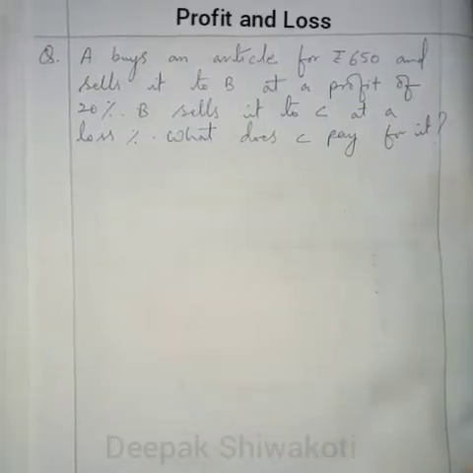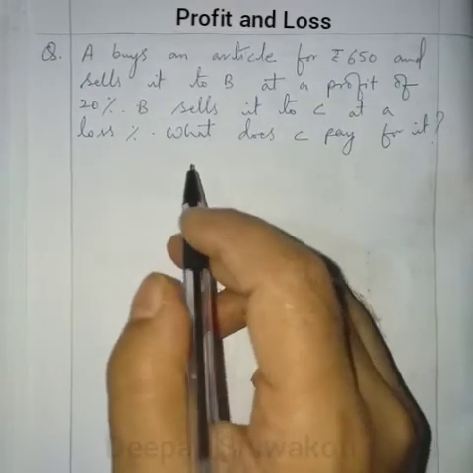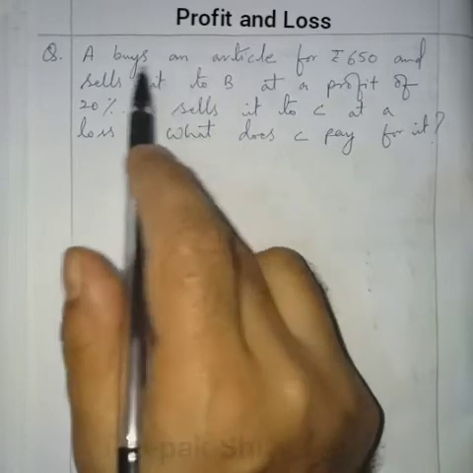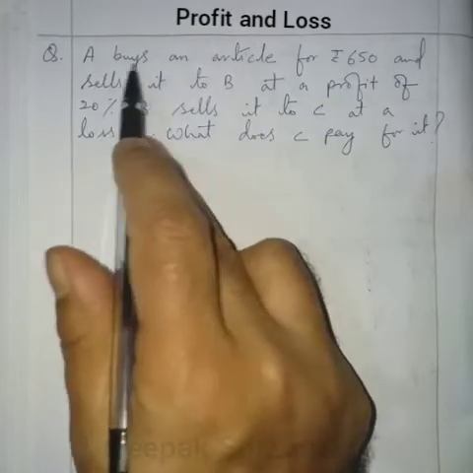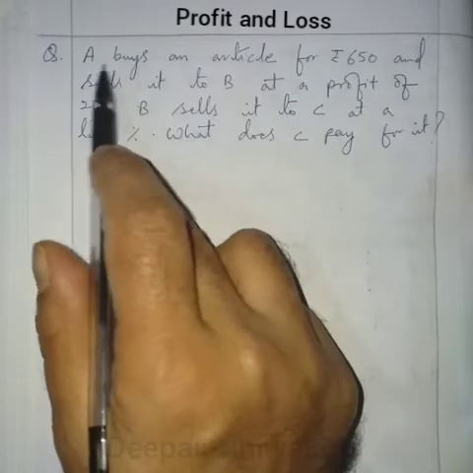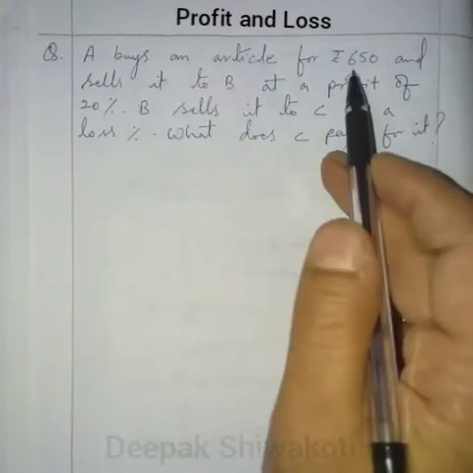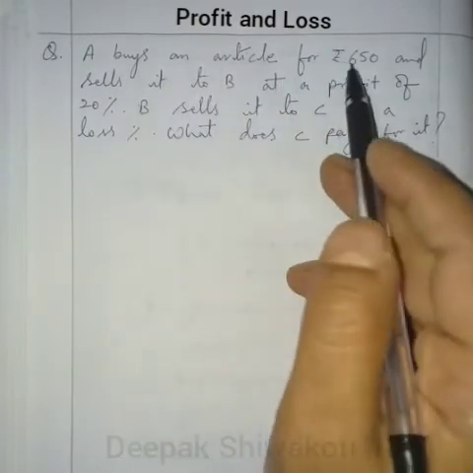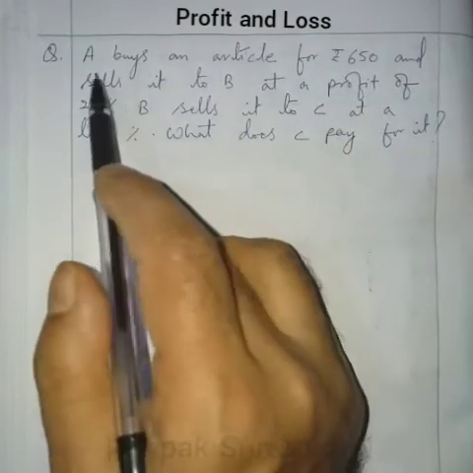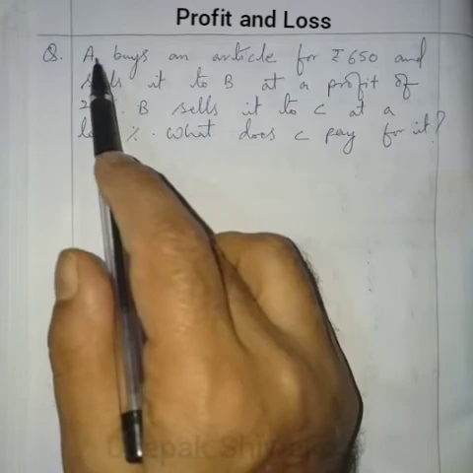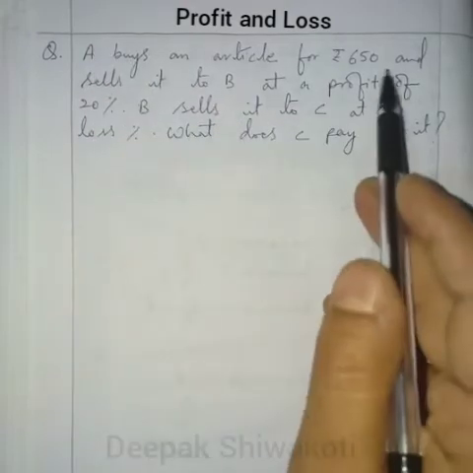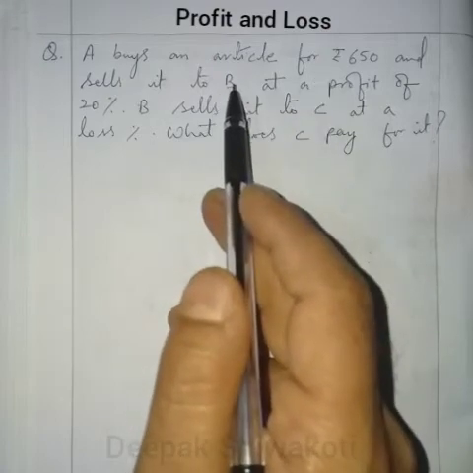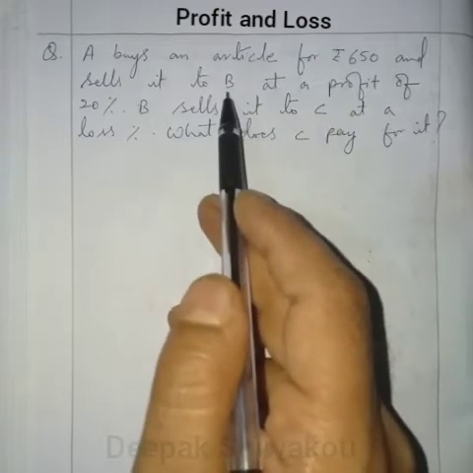Here is another question from the same chapter, profit and loss. A buys, not a boys, okay. A buys an article for rupees 650. So this A is one person, and sells it to B. He sells to another person whose name is B.